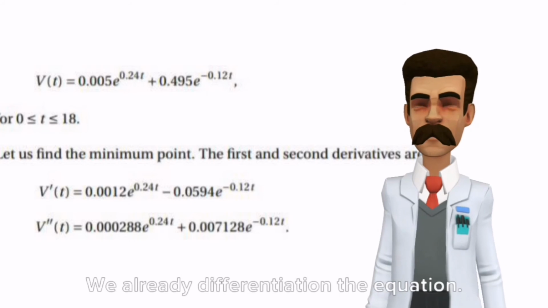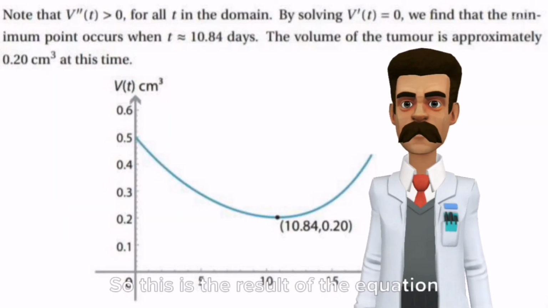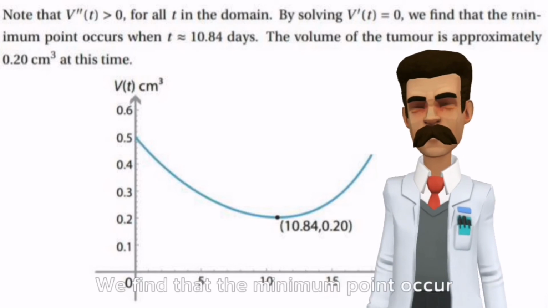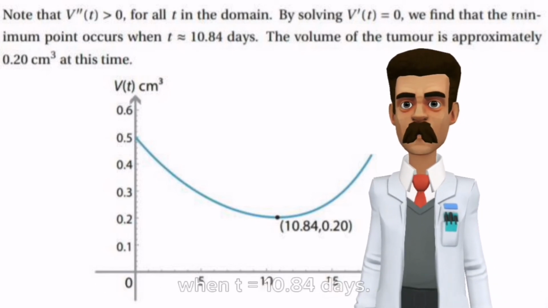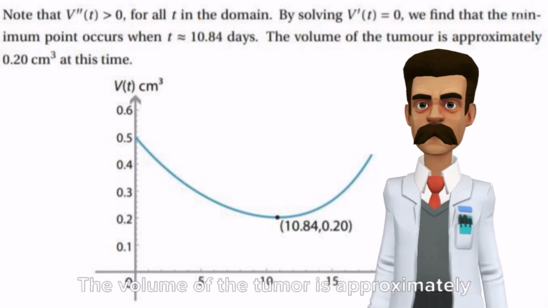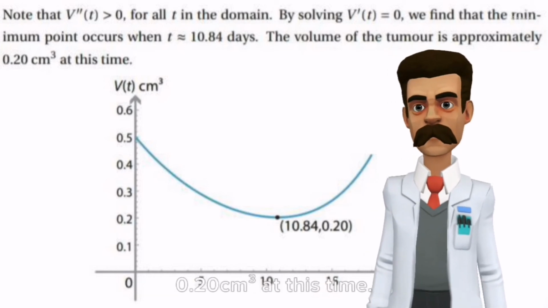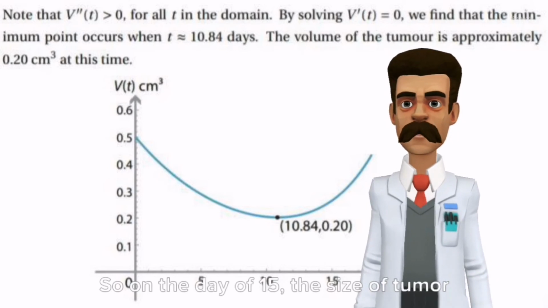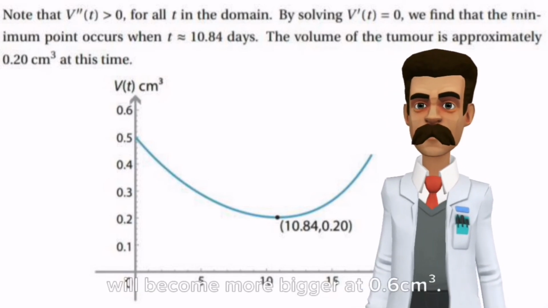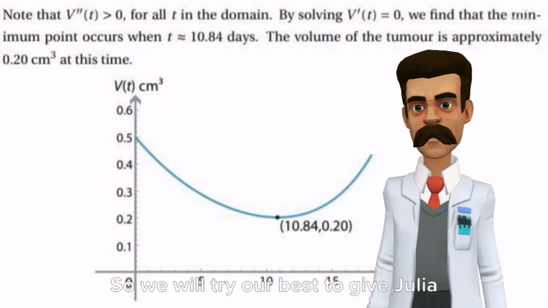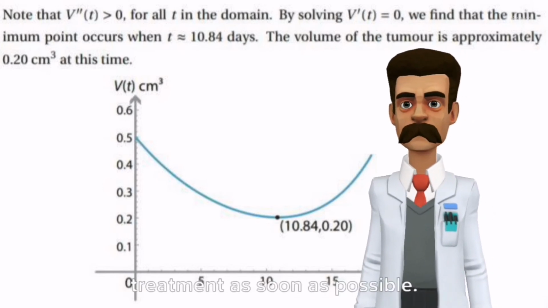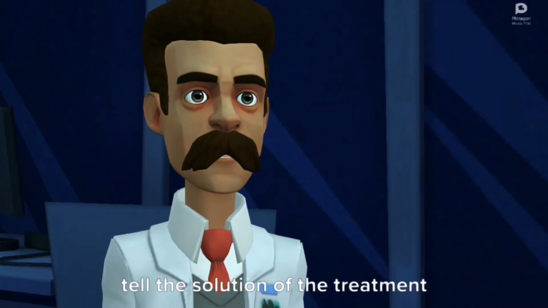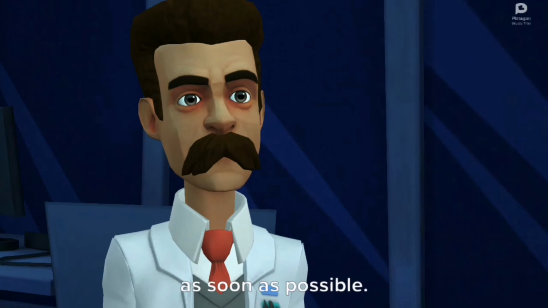We already differentiated the equation. So this is the result of the equation after the calculation. We find that the minimum point occurs when T equals 10.84 days. The volume of the tumor is approximately 0.20 cm cubed at this time. So on day 15, the size of the tumor will become bigger at 0.6 cm cubed. So we will try our best to give Julia treatment as soon as possible. So I will call Julia's guardian to tell the solution of the treatment and the time that she needs to be treated as soon as possible.